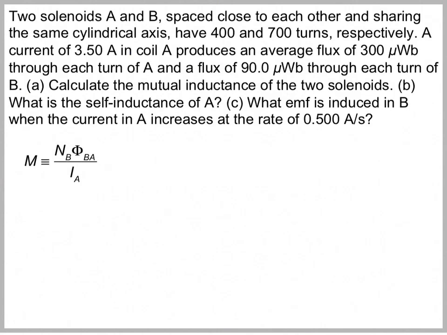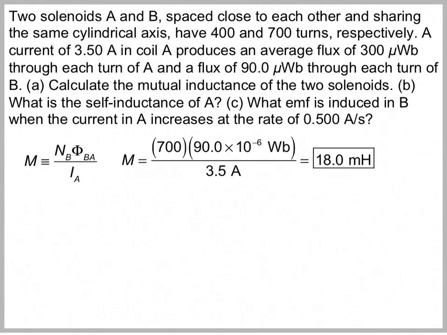The flux through B due to A is 90 microwebers. And the current in A is 3.5 amps. We know the self-inductance of A is the number of turns in it times the flux through A over the current through A. So we work that out, and it is 18 millihenries.